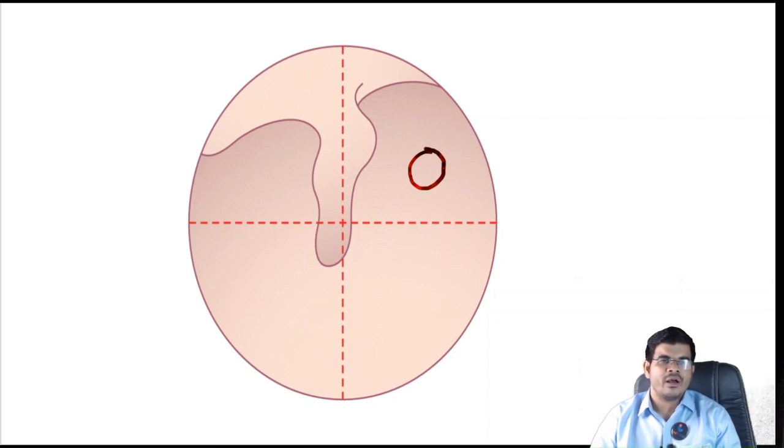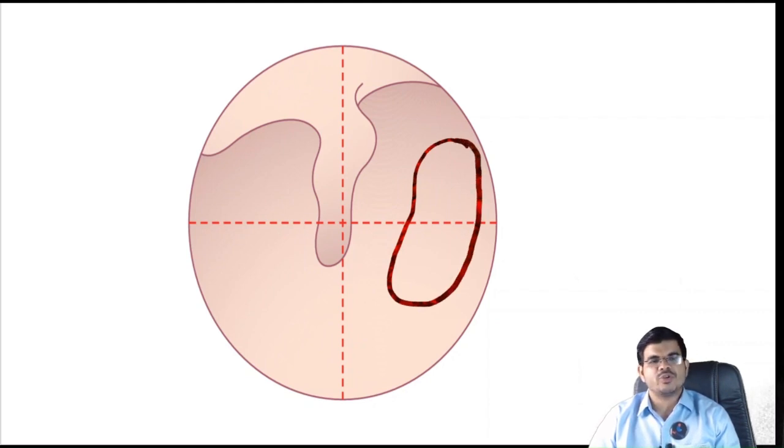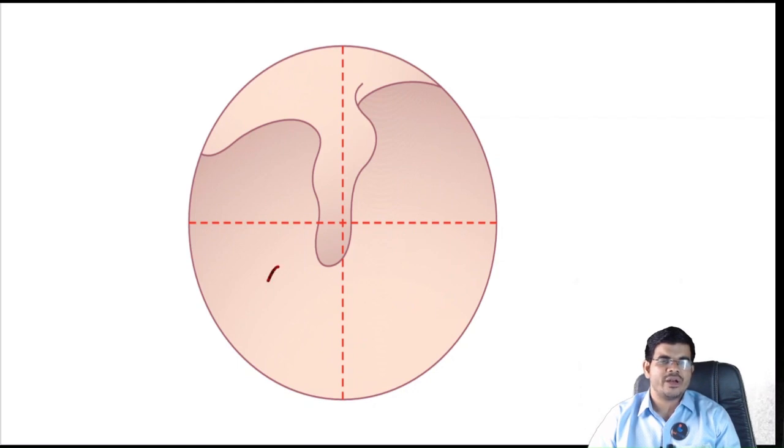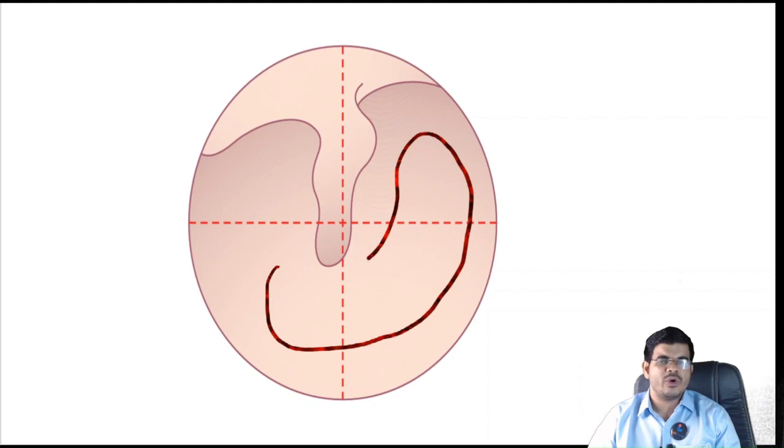Now, if the perforation involves 2 quadrants like this, without involvement of the tympanic annulus, this is what is called a medium sized perforation, and that is involving the postero-superior and postero-inferior quadrant. If it involves 3 quadrants like this, then it is what is called a large central perforation.